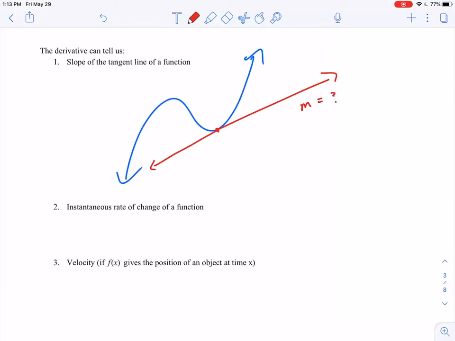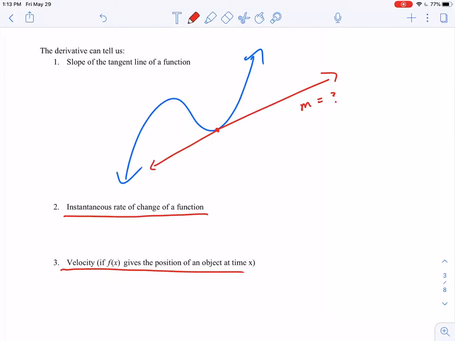It can also tell us the instantaneous rate of change of a function, so it can tell us how a function is changing at one exact moment in time. And if you want an example of that, velocity is a really good example. It can actually tell us the velocity of a function if we start with a position function.